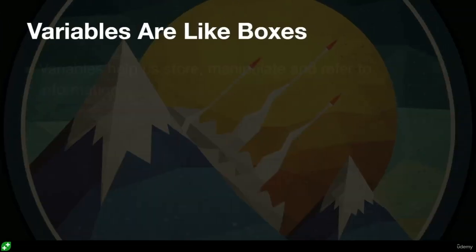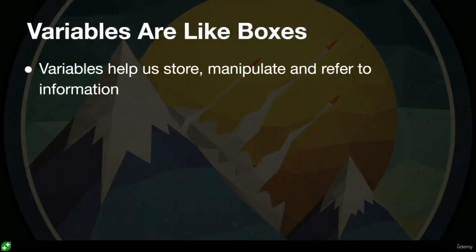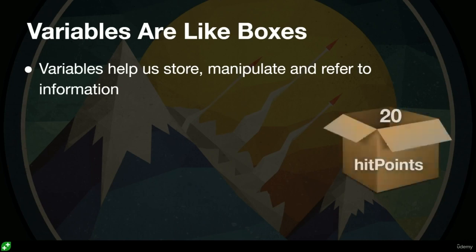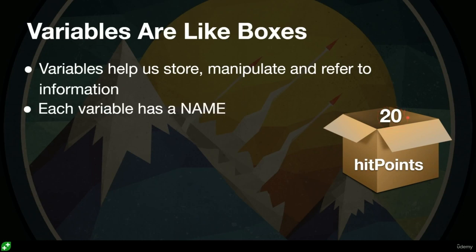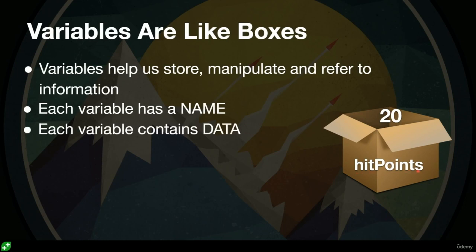And you can think of variables like boxes. They help us store, manipulate, and refer to information. So for example, here I've got this box. It's called hit points, and it has a value of 20 stored in it at the moment. Each variable has to have a name. The name here is hit points. Each variable contains data. Presently it's 20, it could be 0, it could be 1,000,000.